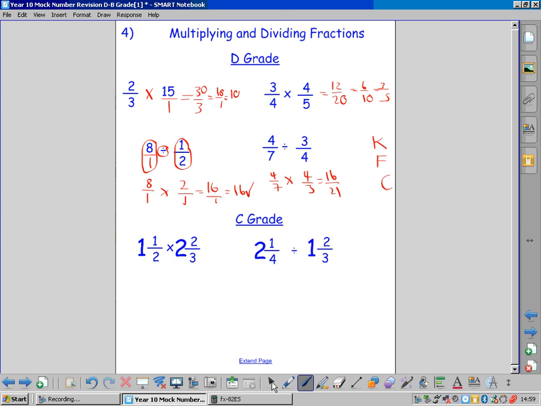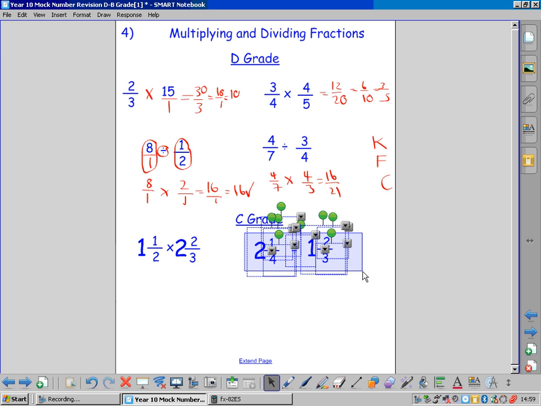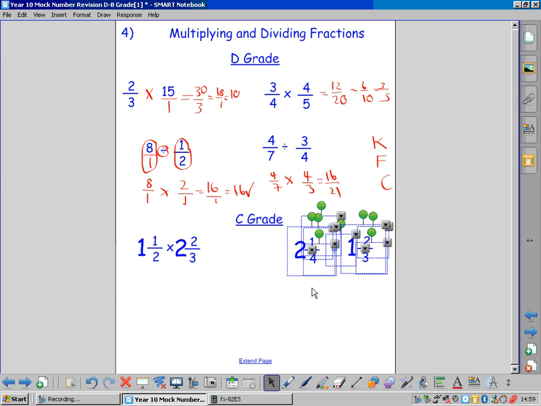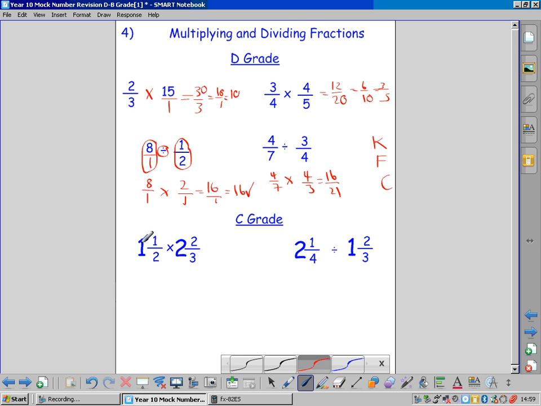Mixed fractions could be 3 marks. You need to convert them to top-heavy fractions before you start. 1.5 is 3 over 2 because we do 1 times 2 plus the 1 makes 3, and we keep the denominator the same. 1 times 2 is 2 plus the 1 makes 3, and the 2 stays there.